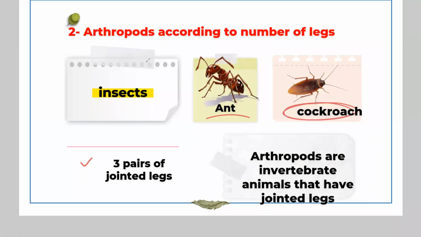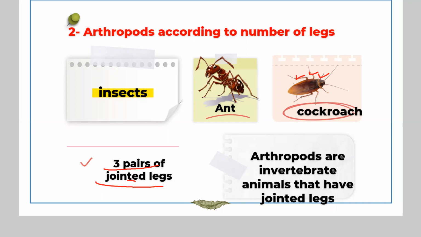And scientists have classified arthropods according to the number of legs. At first, we have insects. What's the main special thing about insects? They have 3 pairs of jointed legs. Let's count: 1, 2, 3. They have 3 pairs of jointed legs.